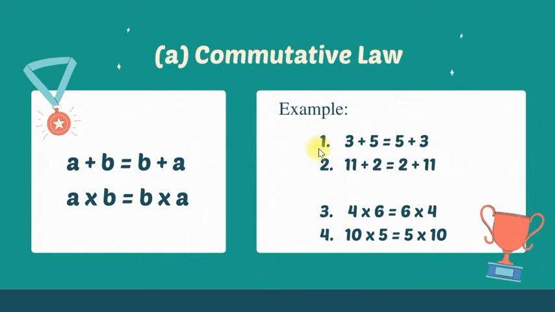Okay, for example, 3 plus 5 we can also write as 5 plus 3. 11 plus 2, the commutative law says we can also write as 2 plus 11. The same applies for times. 4 times 6 we can write as 6 times 4, and 10 times 5 we can also write as 5 times 10.